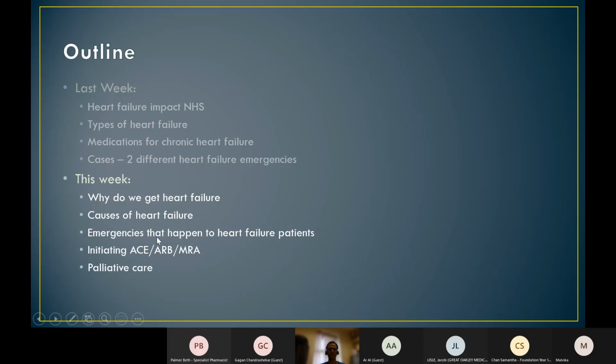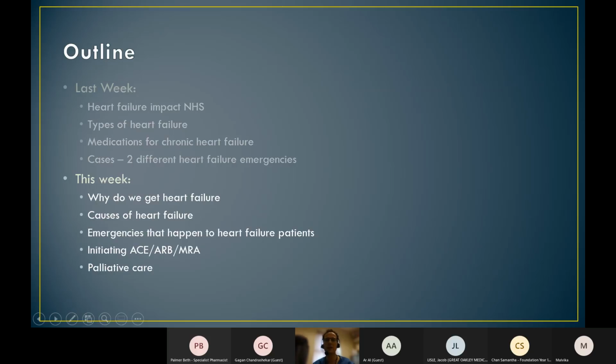And then I want to take you through emergencies that might happen to a patient who happens to have heart failure, so that you know how to manage common things when patients also have weakness of their heart, or a heart that's not pumping very well. I'm also going to take you through some issues that you might get with initiation of ACE inhibitors or angiotensin receptor blockers and MRAs.